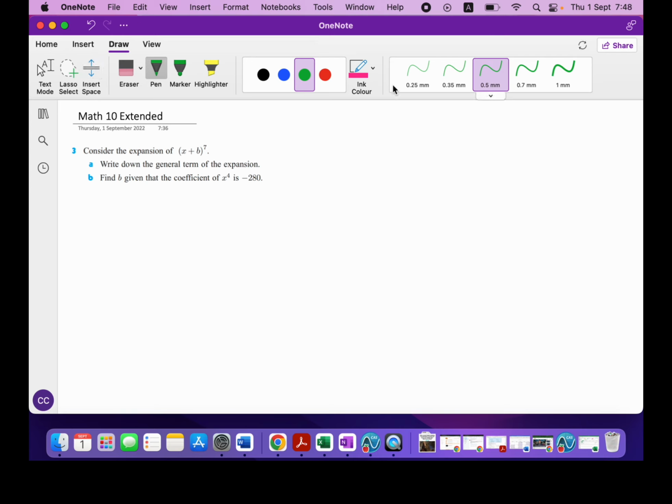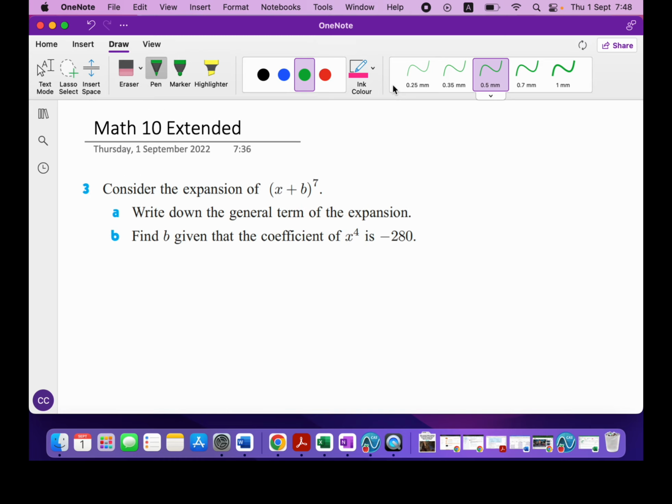Okay, this is from my Math 10 extended class. This is exercise 7C, which is all about the binomial theorem. And I had some questions about question three, part B. So the first question is: write down the general term of the expansion.